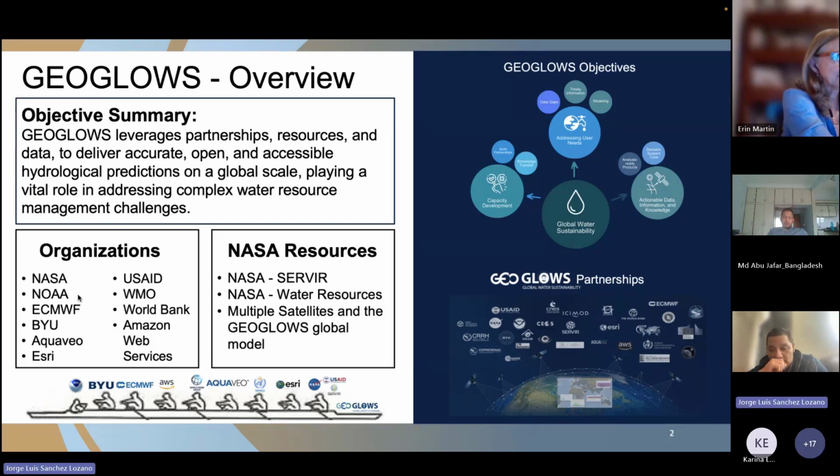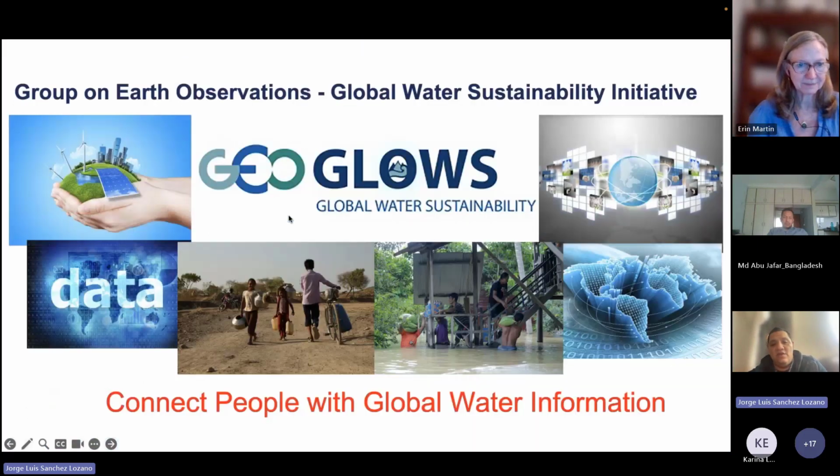Several organizations are working within the project, including NASA, NOAA, ECMWF, BYU, Aquaveo, ESRI, USAID, WMO, the World Bank, and now recently Amazon Web Services. The NASA resources have been a key in the development of the initiative. This initiative intends to connect people with global water information.